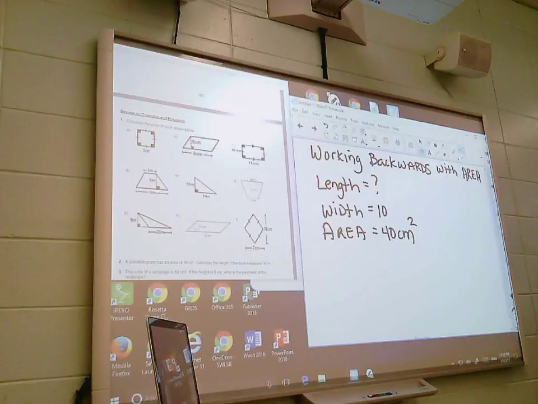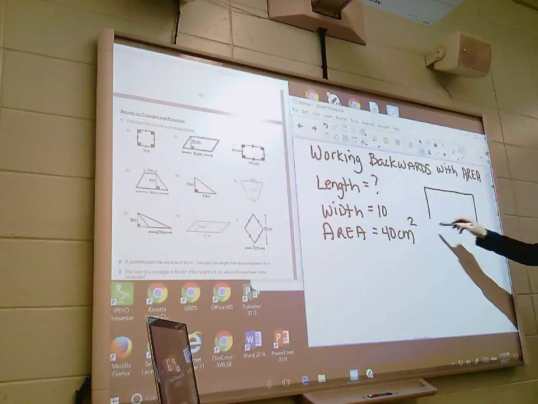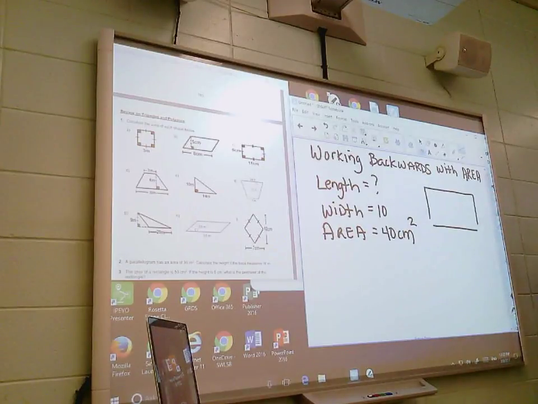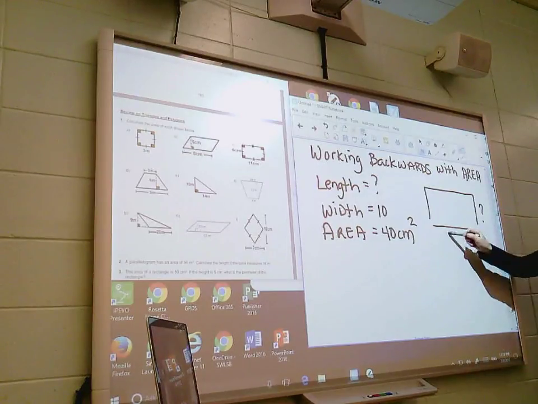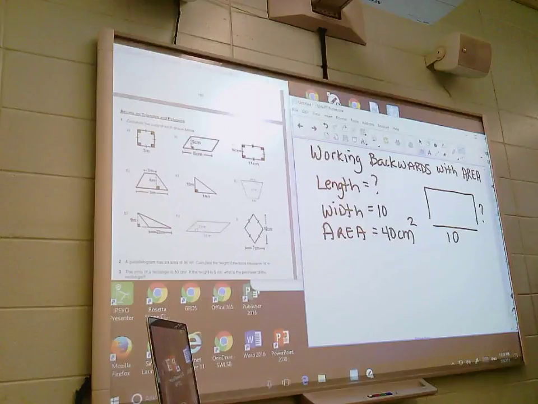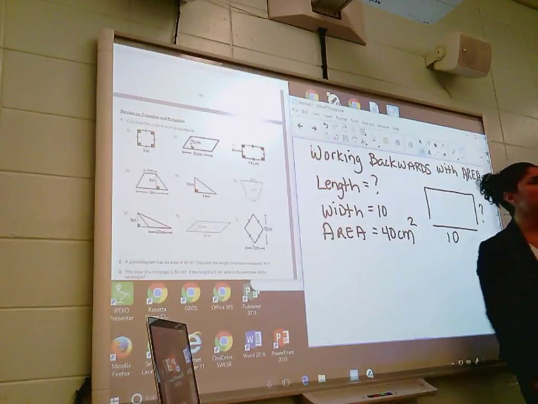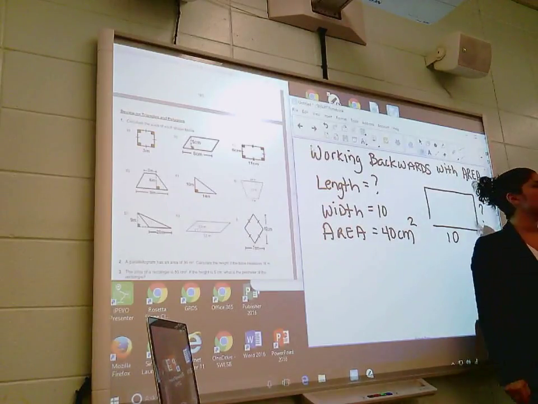The first thing you should do is always draw your rectangle. Now in most cases there will be the drawing of the rectangle, but if not, draw it. They're asking you what it is. We know that this is 10. And we know that all of the area is 40. So who knows what they would do to start this? I think everybody should know how to start, especially in my class.